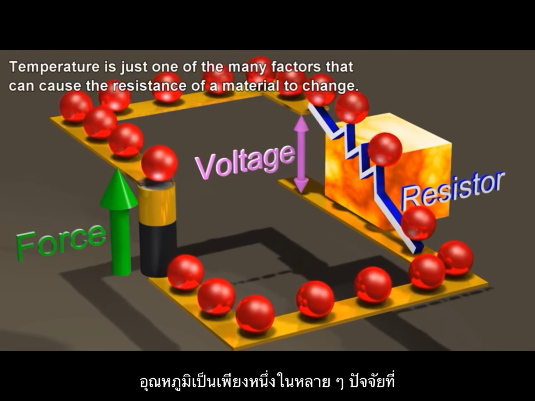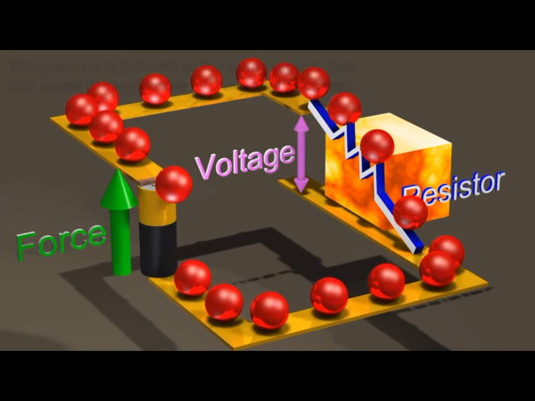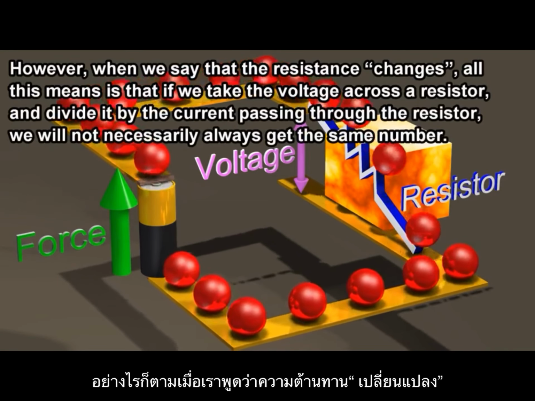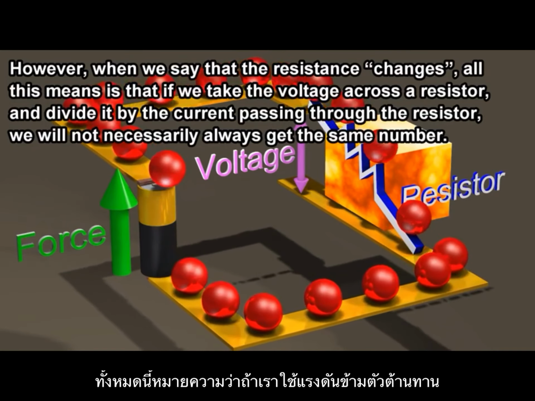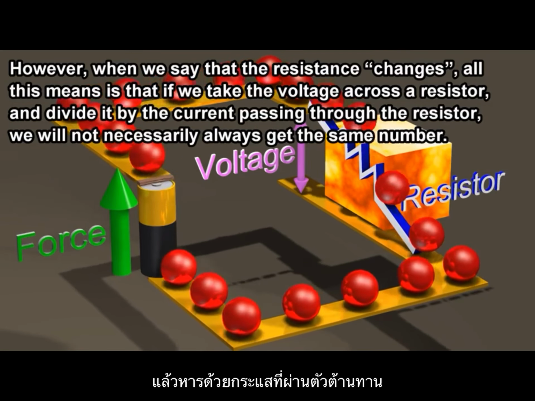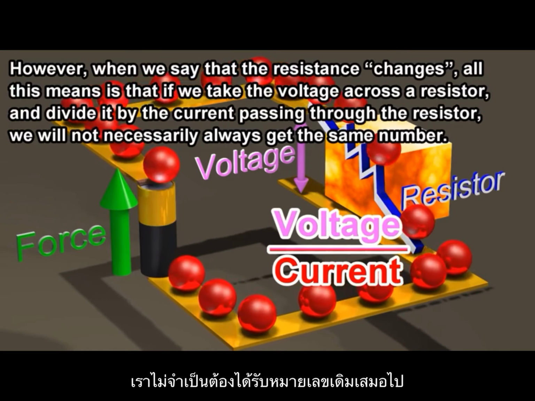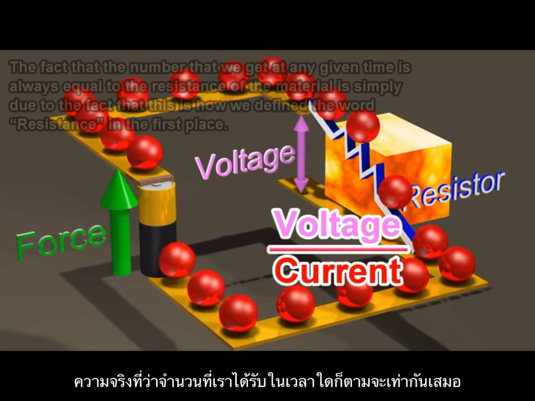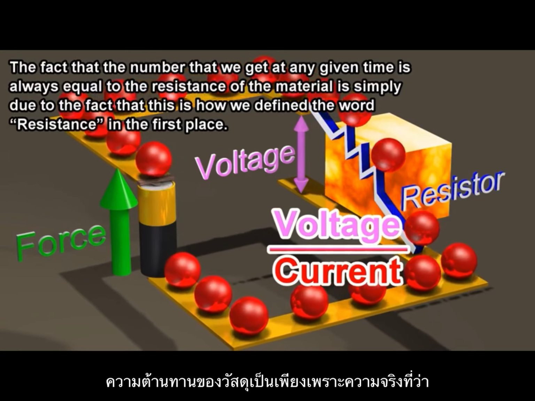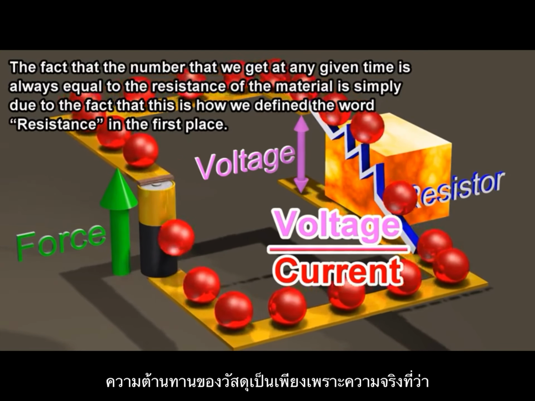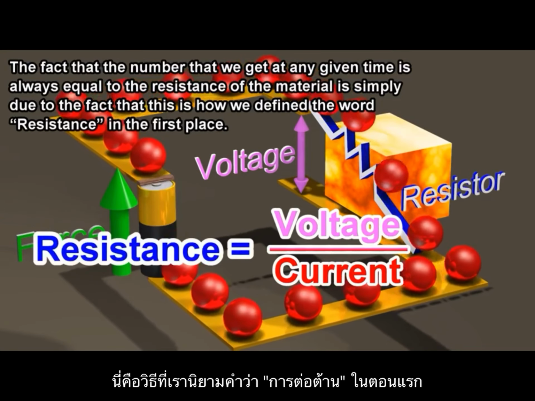Temperature is just one of the many factors that can cause the resistance of a material to change. However, when we say that the resistance changes, all this means is that if we take the voltage across a resistor and divide it by the current passing through the resistor, we will not necessarily always get the same number. The fact that the number that we get at any given time is always equal to the resistance of the material is simply due to the fact that this is how we defined the word resistance in the first place.